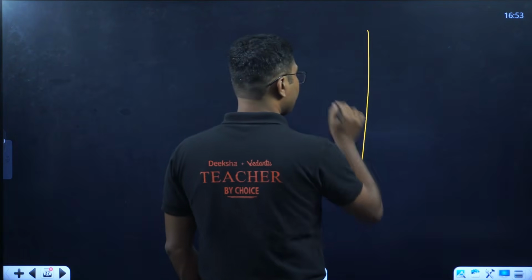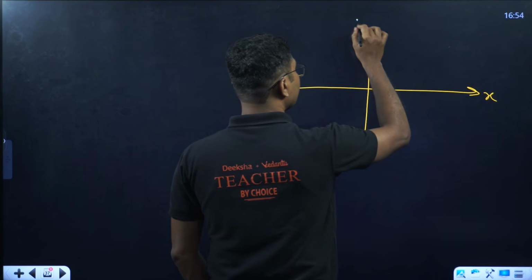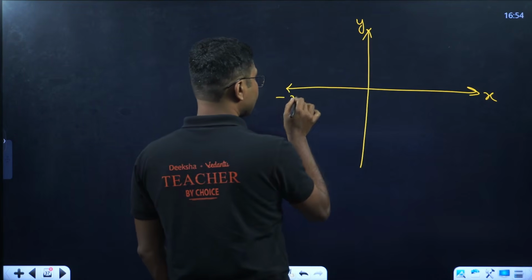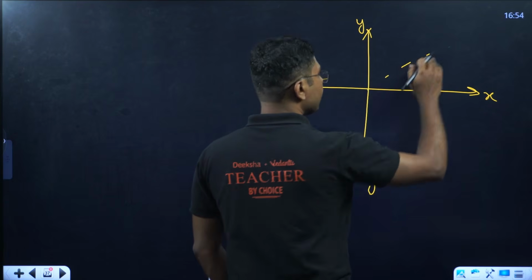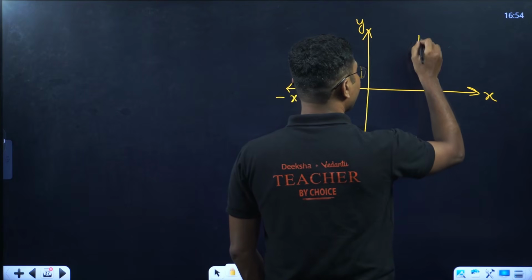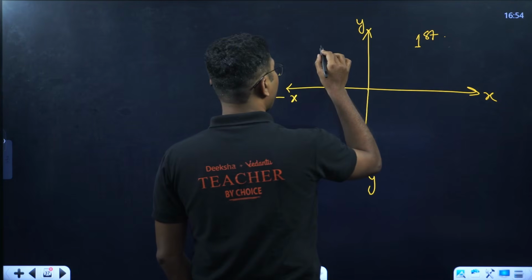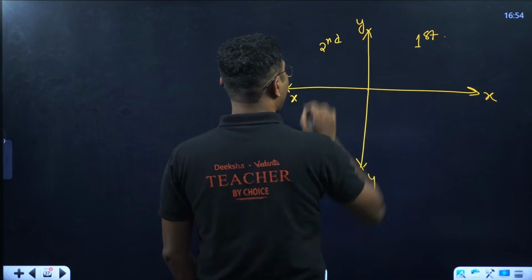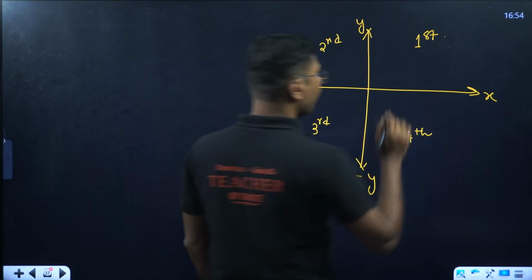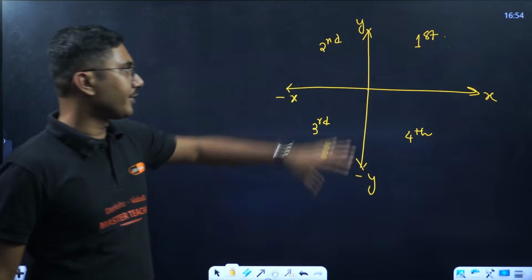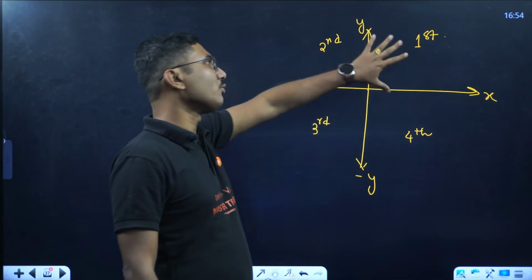So this is the xy plane. This is x, this is y. This is minus x, this is minus y, right? Any angle coming over here is called the first quadrant. Next is the second, this is third, and this is fourth. These are the four quadrants. Quad means 4, quadrant means 1/4.